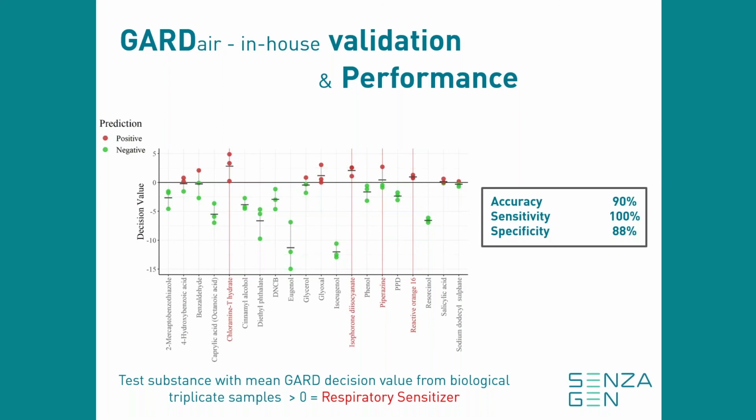So another thing that I would really like to emphasize here is that in this test data set, we also included 8 skin sensitizers. And we can see that 7 of those 8 skin sensitizers were correctly predicted as non-respiratory sensitizers in our assay. So this essentially means that the respiratory sensitization assay is capable of discriminating between skin and respiratory sensitizers in this very limited test data.